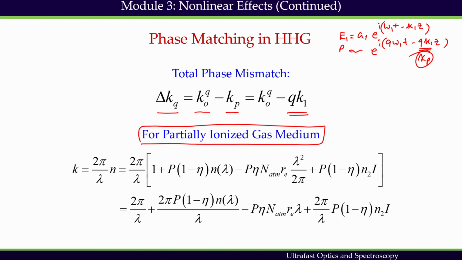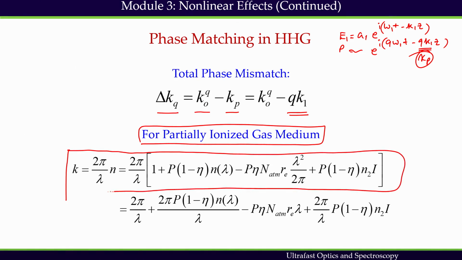Q is the harmonic order here, and K naught Q is the wave vector of the qth harmonic. K1 is the wave vector of the fundamental beam, and for a partially ionized gas medium, the refractive index can be written as this: K equals 2 pi by lambda n, and n, the refractive index of the partially ionized gas medium, is given by this, where capital P is the pressure.